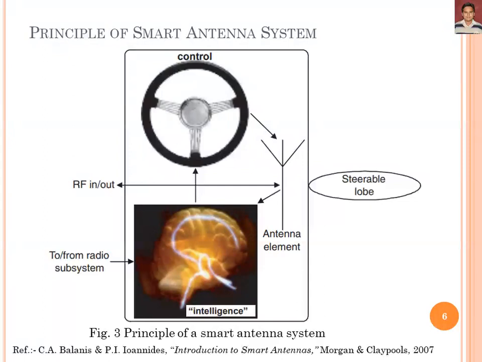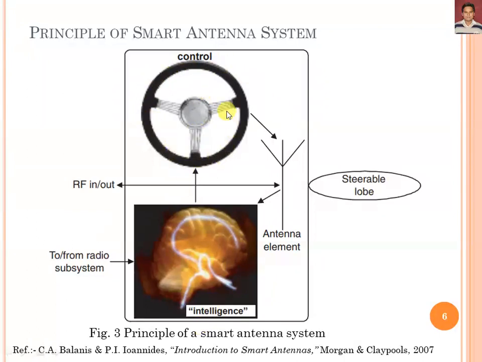And we can understand the principle of smart antenna system. In this system you can see this is the human, and by using the brain we can understand what information we have received, which information has a signal strength higher than the other one, and you can correlate this system to the control unit.